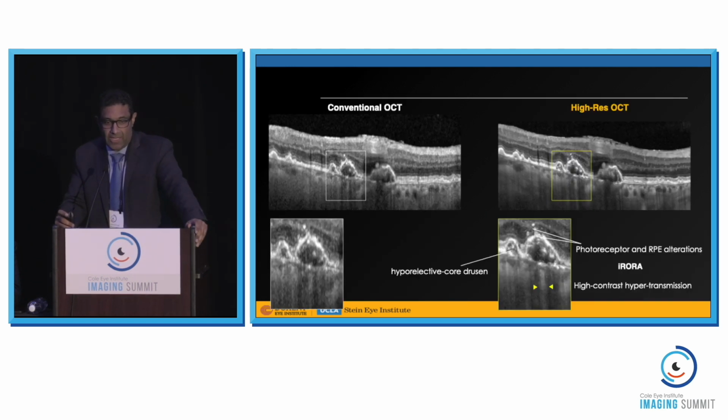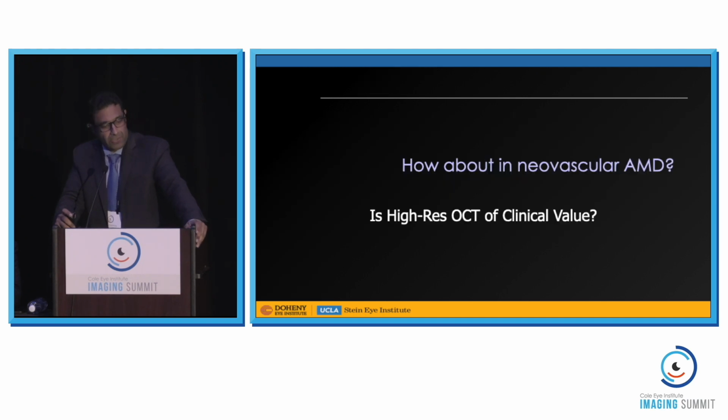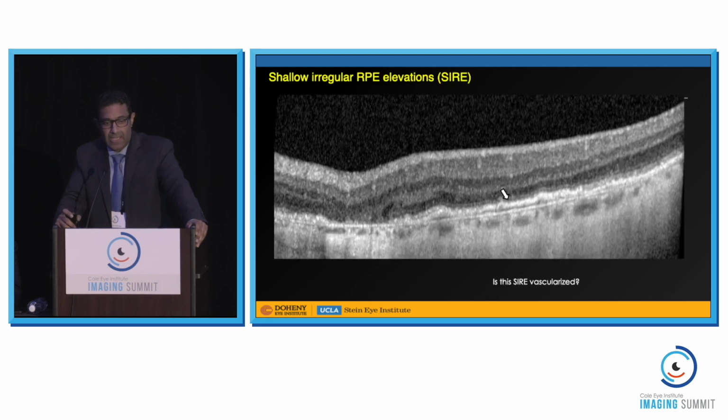This is another patient with a hyperreflective drusen core. And this is just another example showing rendering of outer retinal tubulations with high-res versus standard resolution OCT. But really call your attention to, again, the appearance of Bruch's membrane. When you're looking to see is RPE preserved on Bruch's membrane or not, having that resolution we found to be of benefit. Lastly, I'll talk about neovascular AMD and is high-res OCT of clinical value.